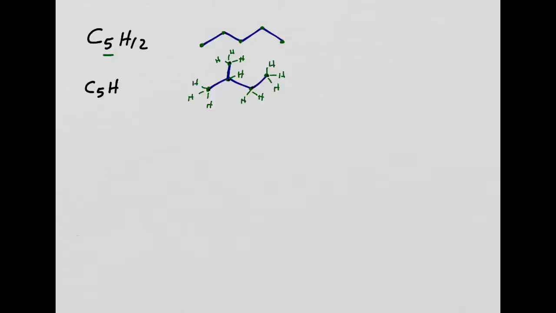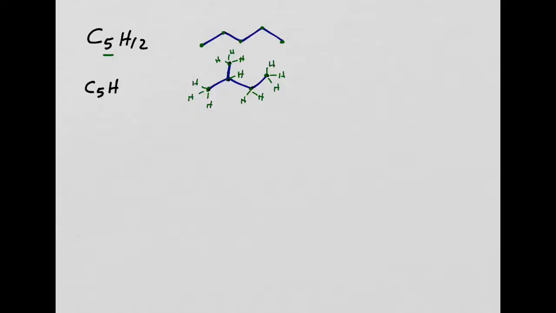So far so good? Okay. Again, that's because now it has 1, 2, 3, 4 bonds. Carbon needs 4 bonds. Now count the hydrogens for me. 1, 2, 3, 4, 5, 6, 7, 8, 9, 10, 11, 12.